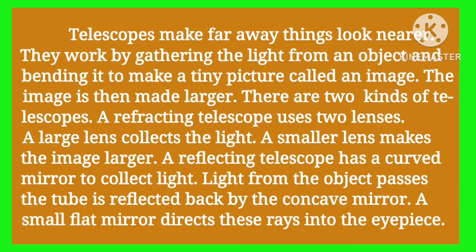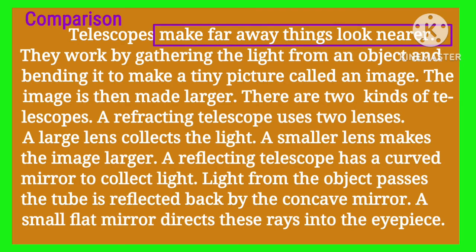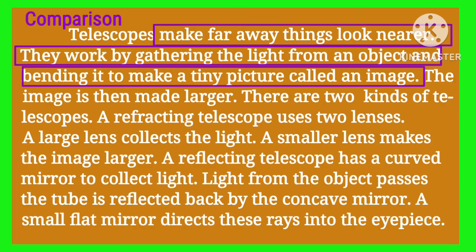Kids, when we talk about comparison, we are comparing similar characteristics. When we talk about contrast, we are comparing the different characteristics. First, we are going to have the comparison of the two kinds of telescopes. Both make faraway things look nearer. Similarly, they work by gathering the light from an object and bending it to make a tiny picture called an image. Also, the image is then made larger.